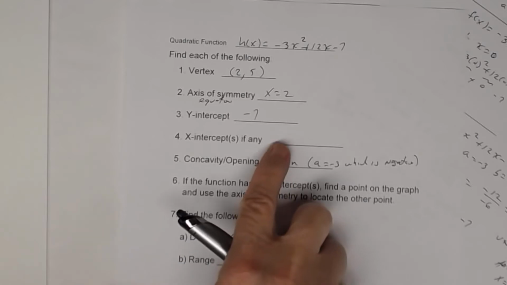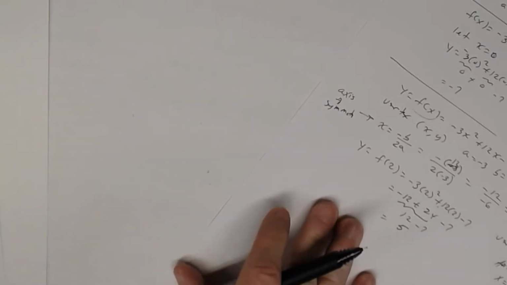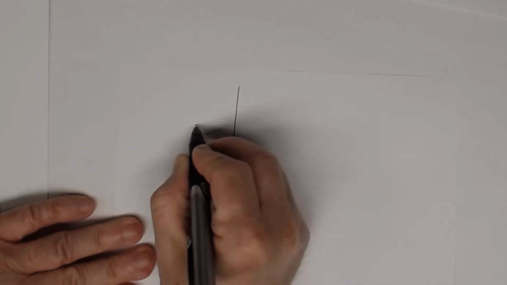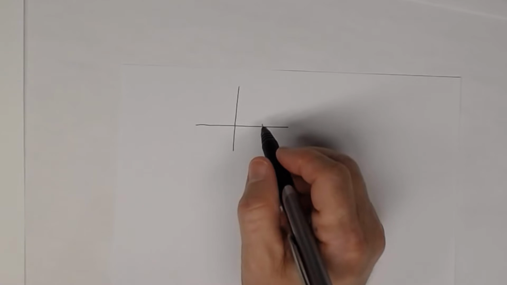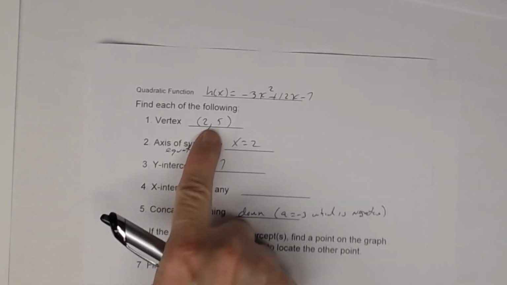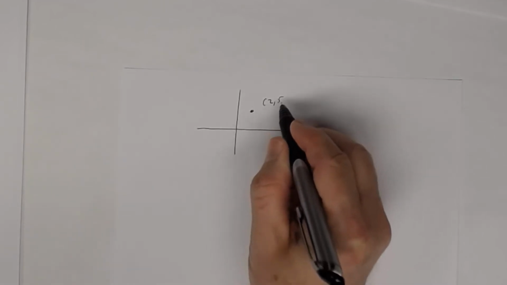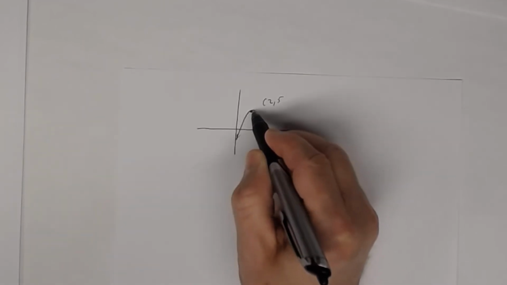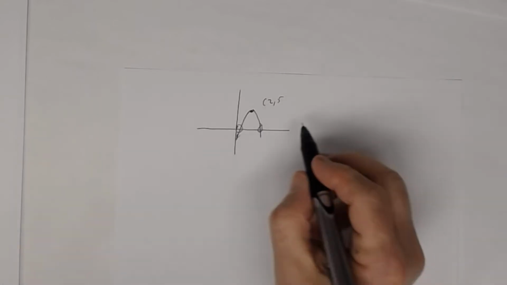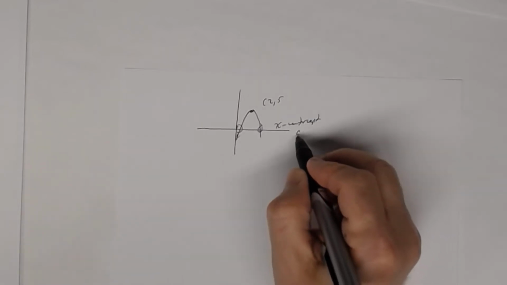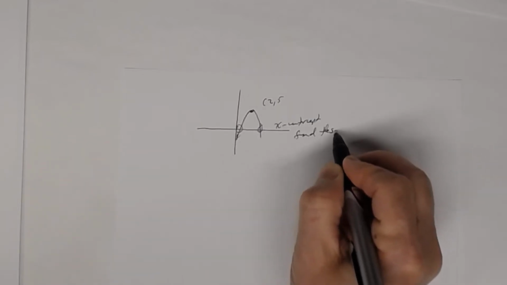All right, so let's find the x-intercepts. Now let me remind you about something we talked about in the previous example as well. The vertex is (2, 5), right? The vertex is located in the first quadrant. My parabola opens down, right? So I am going to have some x-intercepts. There are 2 of them, so I must find them.